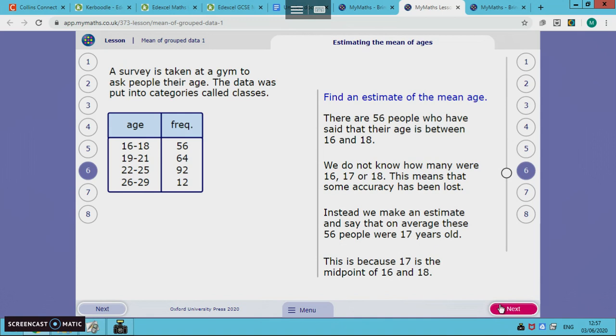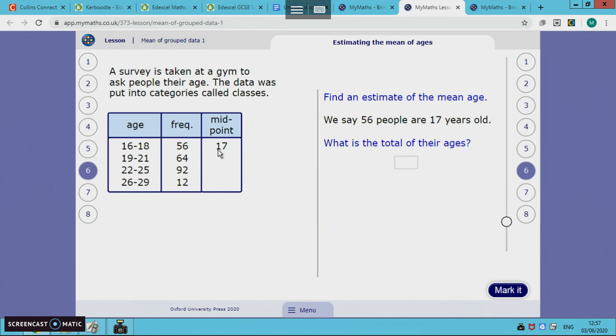So what we do is we take the midpoint of the groups when we're calculating. Obviously the midpoint of 16 to 18 would be 17. The midpoint of 19 to 21 would be 20. Now 22 to 25, a way you could do that is you could add the two numbers together, 22 plus 25, and then divide by 2. Your answer would be 23.5 if you wanted to be really accurate there. So the midpoint of 22 and 25 is 23.5, and the midpoint of this is 27.5. Okay, so we use the midpoints instead.